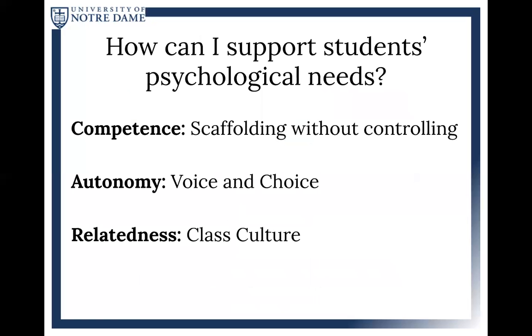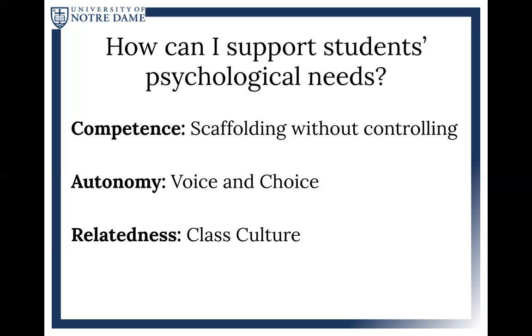Here are three simple ways that teachers can support each of these basic human needs in the classroom. The first is through adding scaffolding into our instruction and assignments. Now, adding scaffolding is setting students up for success and not necessarily controlling everything that students do. Because another important psychological need is autonomy.